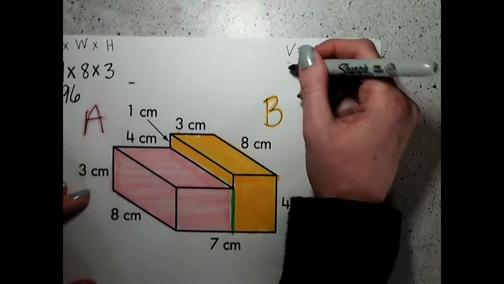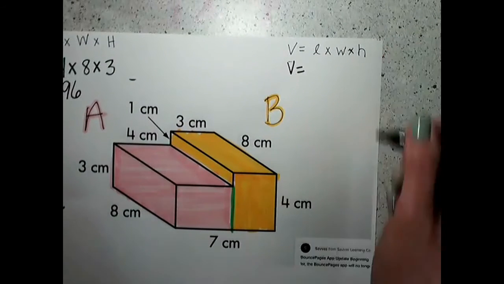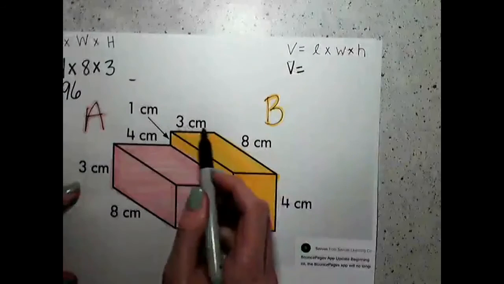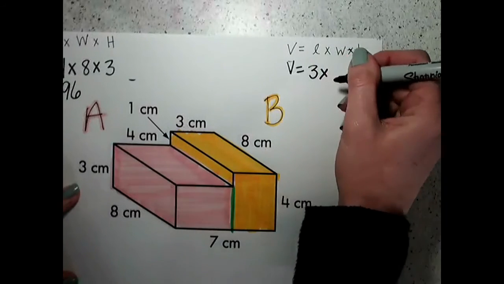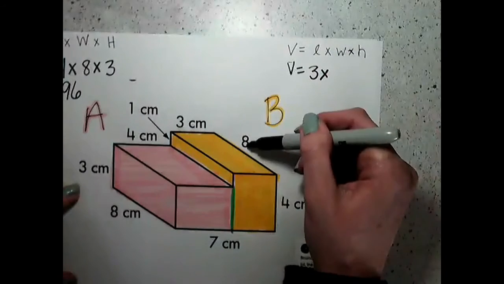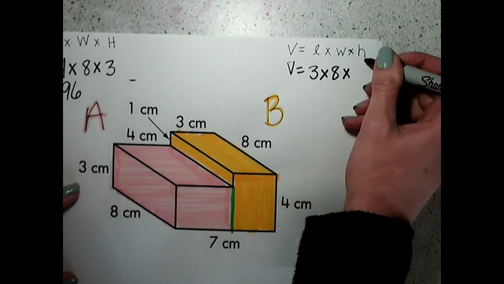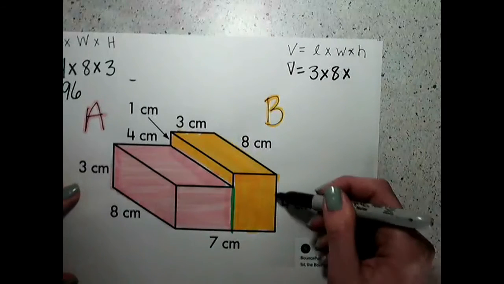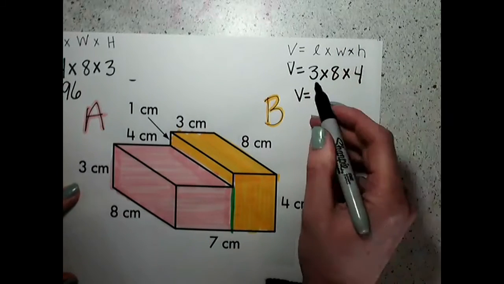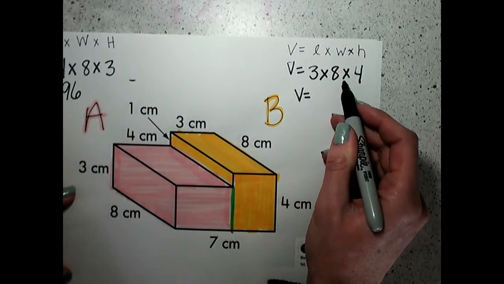So I'm following the same formula, length times width times height. Let's take a look at this one. I know that I'm going to be finding the length, and I'm seeing that that is 3. Multiplying that by the width, which looking at the prism, I'm seeing that this is 8. And multiplying that by the height, which is 4. 3 times 8 is 24. Now I'm going to have to find 24 times 4.